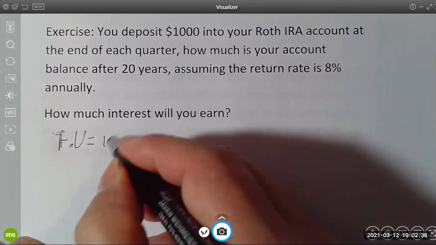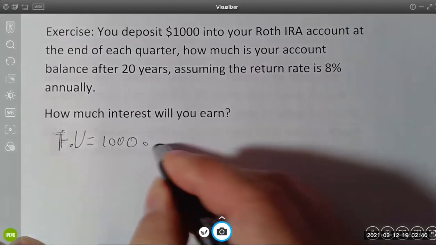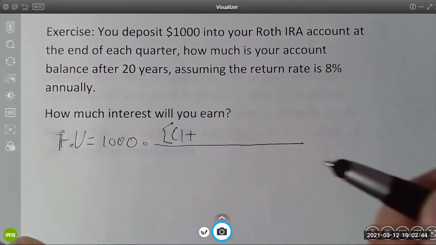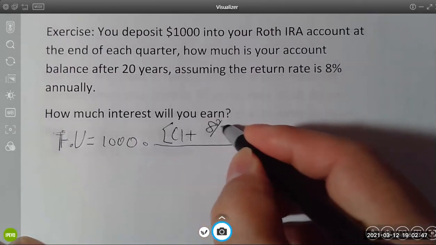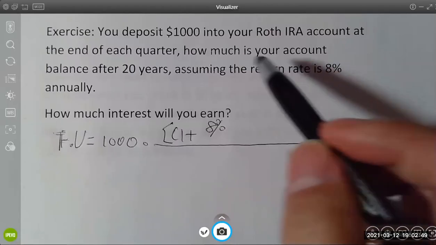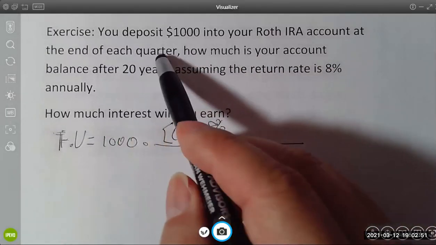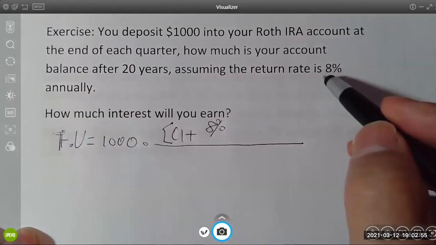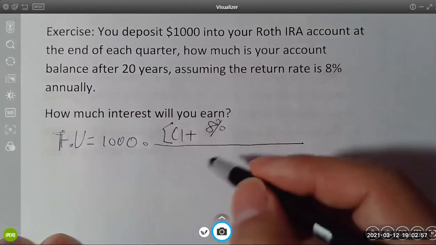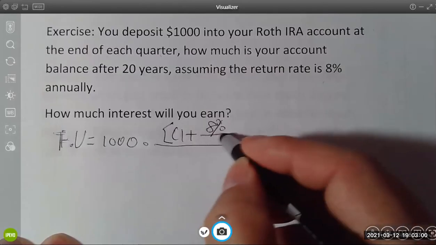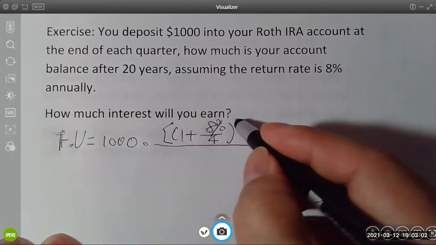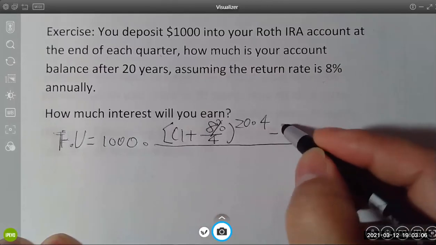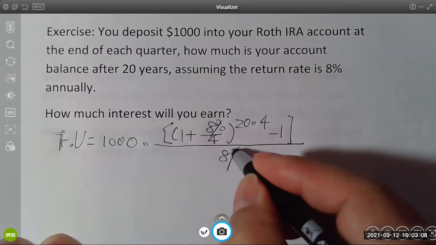Deposit amount is 1,000 now. And 1 plus interest rate is 8%. Since we compound quarterly, you deposit each quarter, you will compound it every quarter. This is just the annual rate. All interest rates are annual rates in this annuity calculation. So quarterly, we have 20 years of time, so times 4, totally 80 quarters. And 8% over 4.